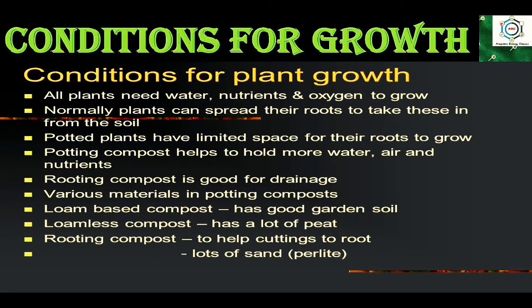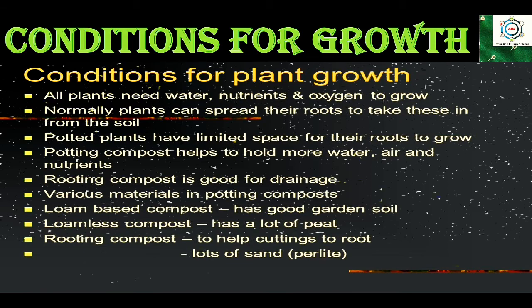All plants need water, nutrients, and oxygen to grow. Normally, plants can spread their roots to take these in from the soil. Potted plants have limited space for their roots to grow. Potting compost helps to hold more water, air, and nutrients. Rooting compost is good for drainage. There are various materials in potting compost. Loam based compost has good garden soil. Loam less compost has a lot of peat, and the rooting compost, to help cuttings to root, has a lot of sand and perlite. So these are the conditions of growth.